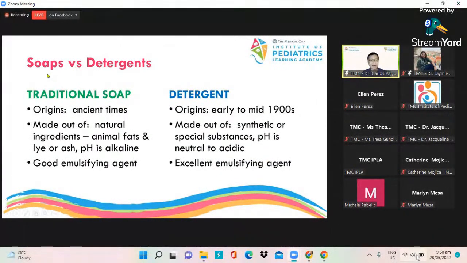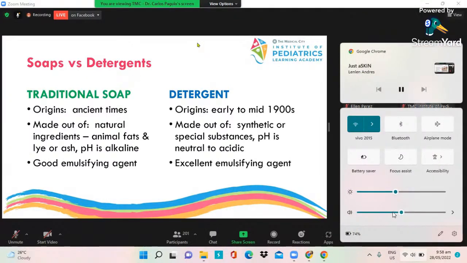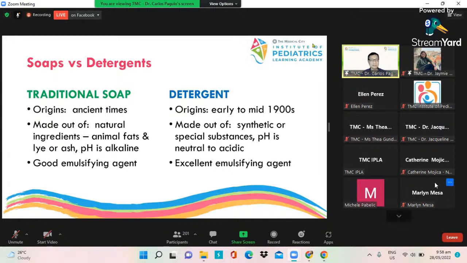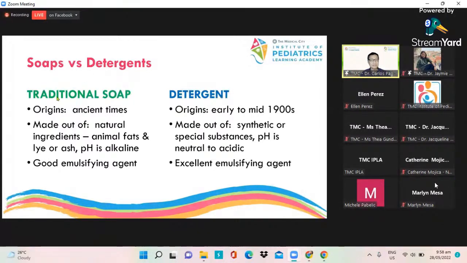Doc, may diferensya ba ang sabon sa detergent? The answer is actually yeah. Okay, so let me see here, no? Traditional soap, since ancient times, during the time of Jesus Christ, meron ng sabon. Ayan, detergents, lumabas lang yan since mid-1900s, no? So it's very recent. And this is made out of natural ingredients na katulad sabi natin. This one, however, is made out of synthetic and special substances.